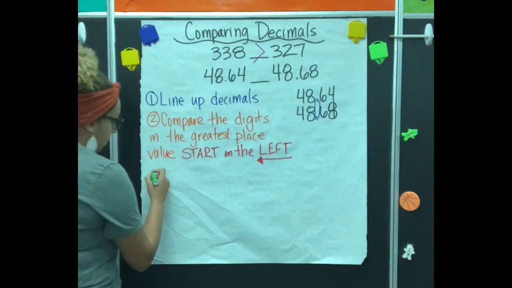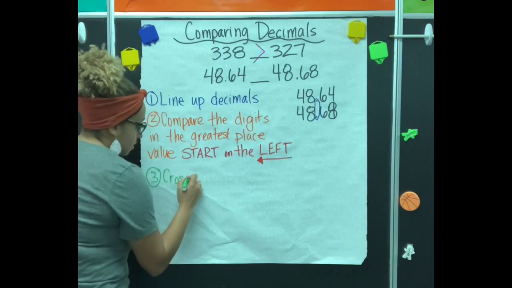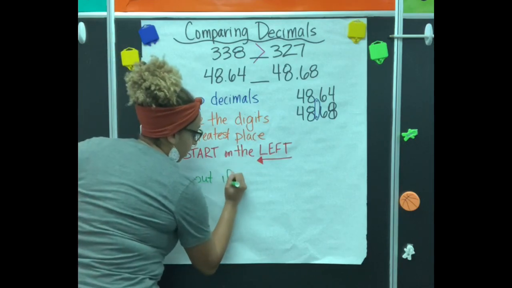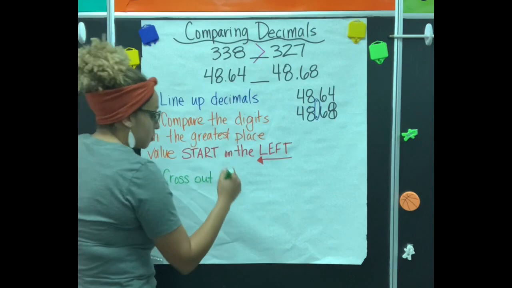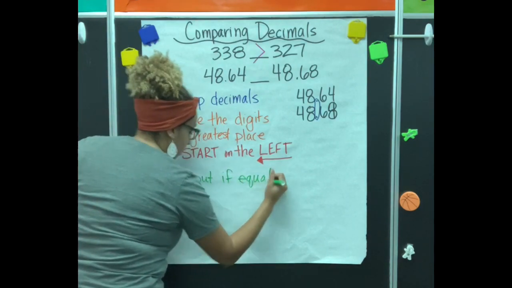Step number 3. We are going to cross out if they are equal. Just like I did when I did my 338 compared to 327. We're going to cross out if they are equal values.